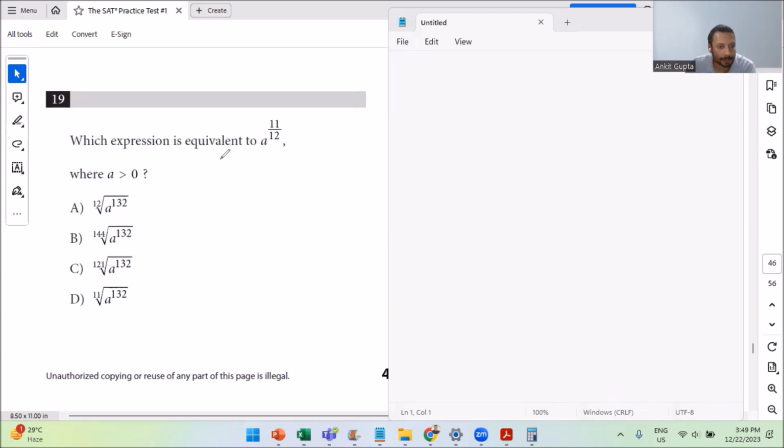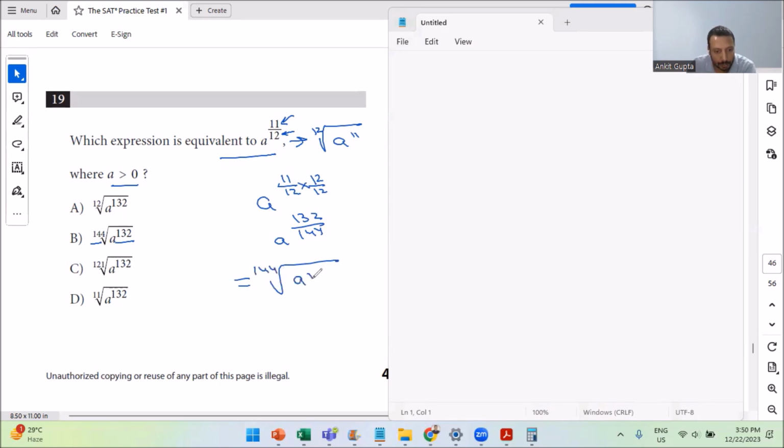Which expression is equivalent to a raised to 11 by 12, where a is greater than 0? Whenever you have fractional powers in the exponents, note that this will be the actual power, like a raised to 11, and this is the root power. So I can rewrite this as the 12th root of a raised to 11. Now I don't see any such answer, but I see a lot of 144, 132, and so on. So if we multiply the numerator and denominator by 12 each, we'll get a raised to 132 divided by 144. Then we can rewrite this as the 144th root of a raised to 132. And the answer will be option B.